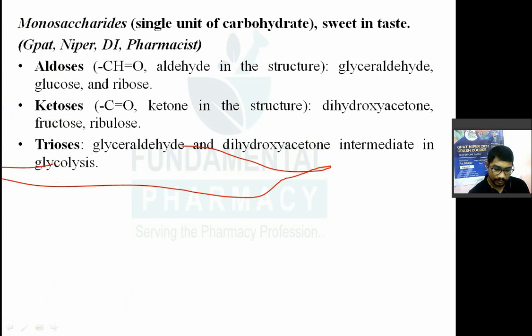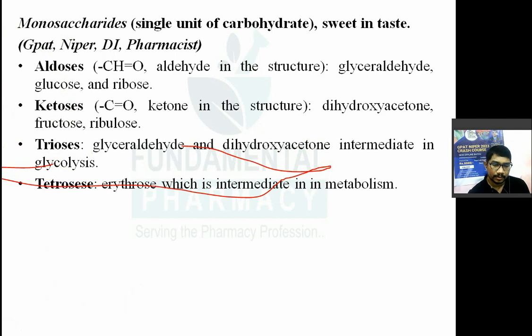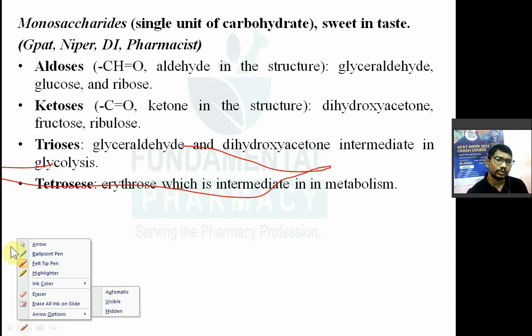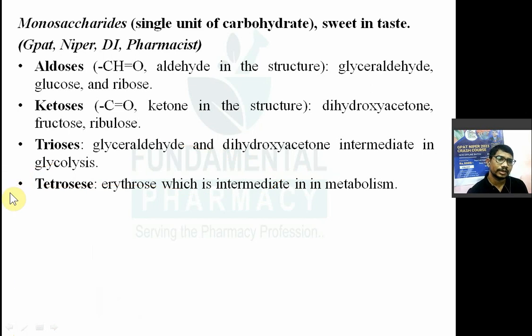Now next one is tetroses. What do you mean by tetroses? Trioses means three carbon atom containing sugar. In a similar way, tetroses means four carbon atom containing sugar. An example is erythrose, which is an intermediate in metabolism. So erythrose is a four carbon atom containing sugar.